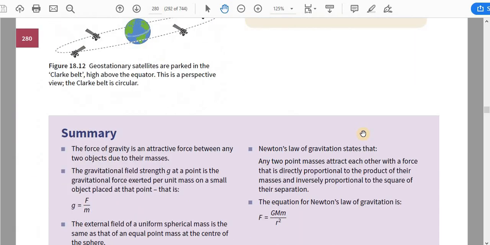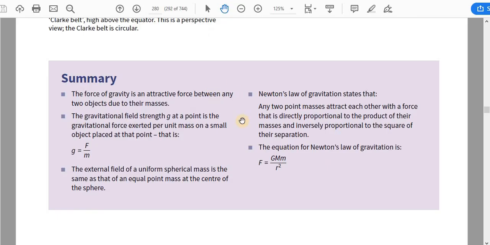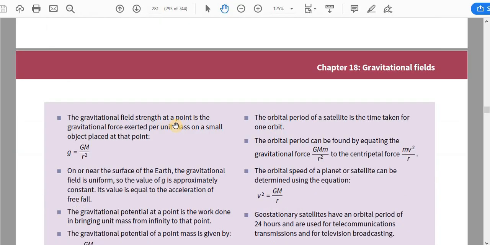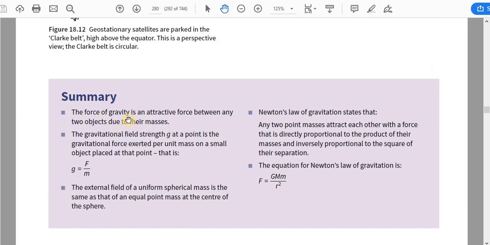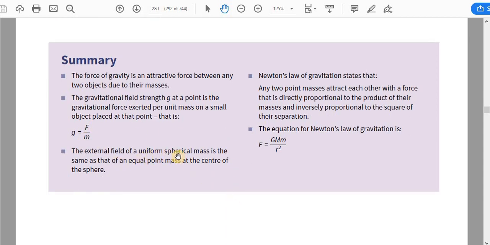Okay, so we have come towards the end of this lesson. Make sure you go through the summary. It's very important. We can go through it quickly. The force of gravity is an attractive force between any two objects due to their masses. The gravitational field strength g at a point is the gravitational force exerted per unit mass on a small object placed at that point. That is g equals F over m. We already saw this. The external field of a uniform spherical mass is the same as that of an equal point mass at the center of the sphere.